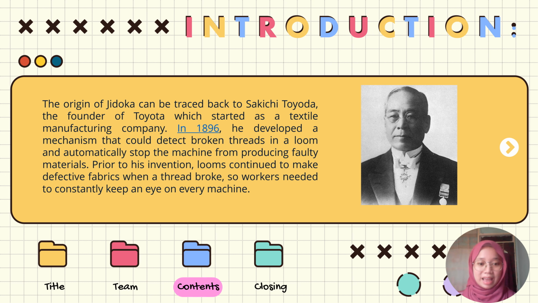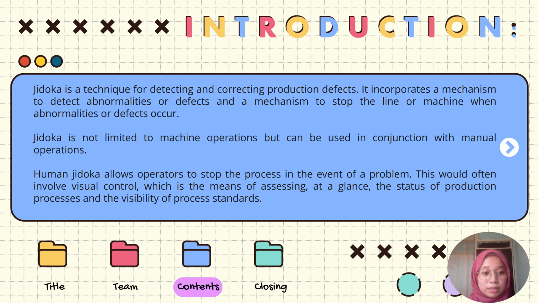Jidoka is a technique for detecting and correcting production defects. It incorporates a mechanism to detect abnormalities or defects and a mechanism to stop the line or machine when abnormalities or defects occur. Jidoka is not limited to machine operations but can be used in conjunction with manual operation. Human Jidoka allows operators to stop the process in the event of a problem. This will often involve visual control, which is the means of assessing at a glance the status of production processes and the visibility of process standards.